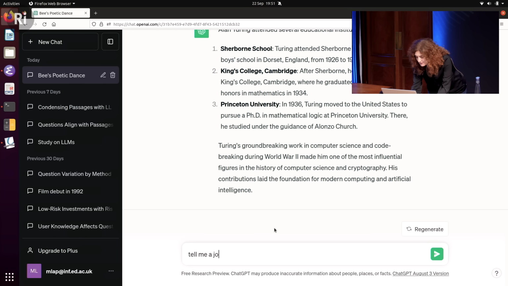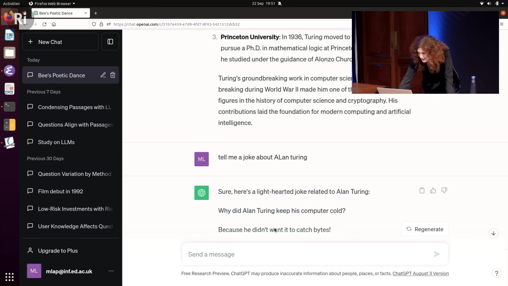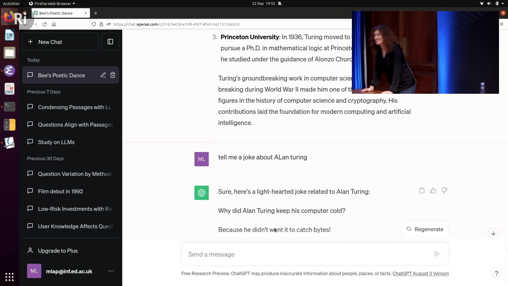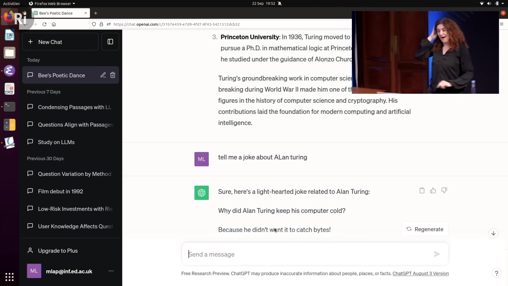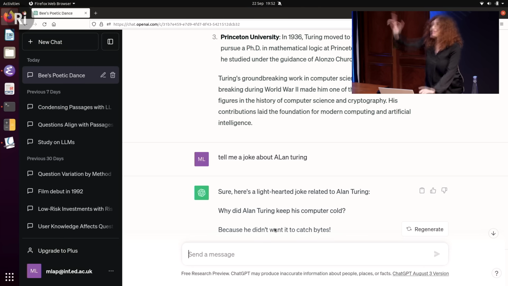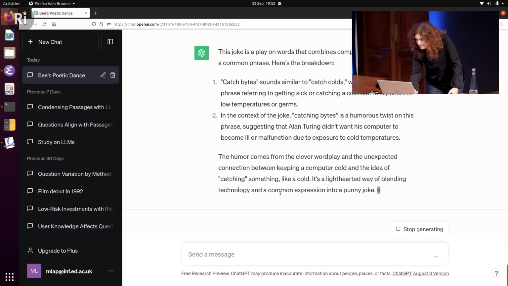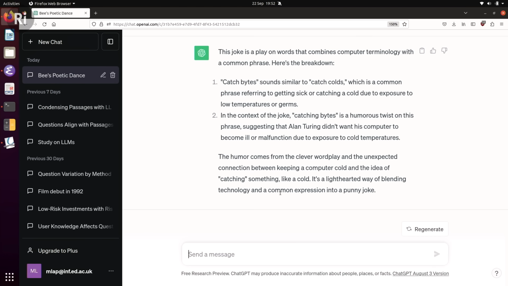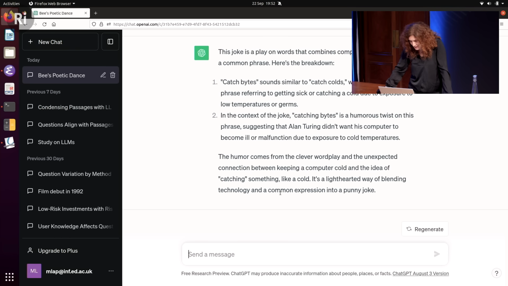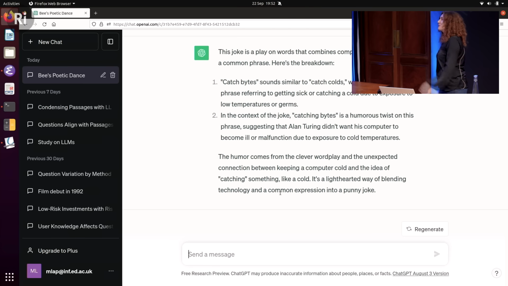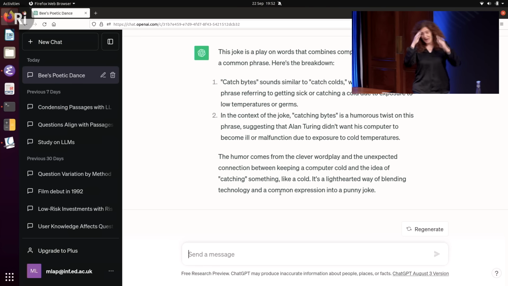Here's another one. Tell me a joke about Alan Turing. Okay, I cannot type, but it will. Light-hearted joke. Why did Alan Turing keep his computer cold? Because he didn't want it to catch bites. Bad. Okay. Explain why that's funny. Very good one. Why is this a funny joke? Okay. Catch bites sounds similar to catch colds. Catching bites is a humorous twist on this phrase. Oh my God, the humor comes from the clever wordplay and the unexpected. Okay, you lose the will to live, but it does explain. Okay, right.